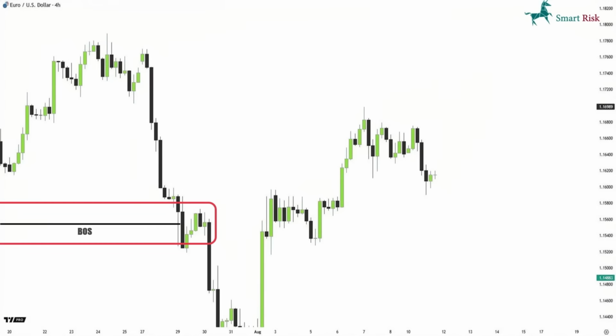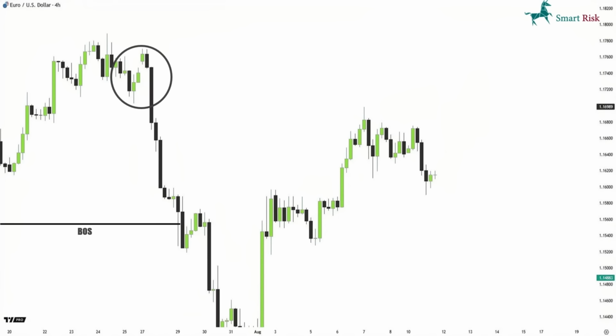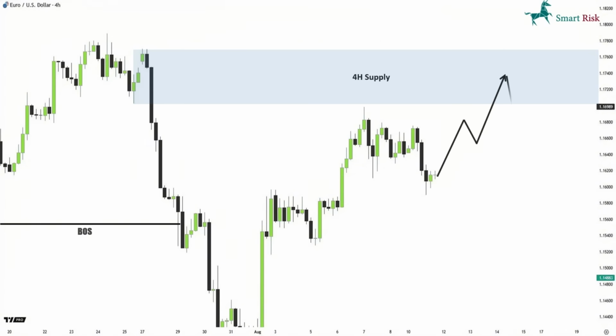At the origin of the move that caused this BOS, we can see an unmitigated supply zone. So I'm going to highlight these 3 up-close candles as my supply area. This gives us a fresh supply zone, and this is exactly where we want to keep our eyes, because it's an ideal area to look for short opportunities if price pulls back into it. The next step is simply to wait for price to tap into this 4-hour unmitigated supply. Now let's unfold the chart and see what happens next.